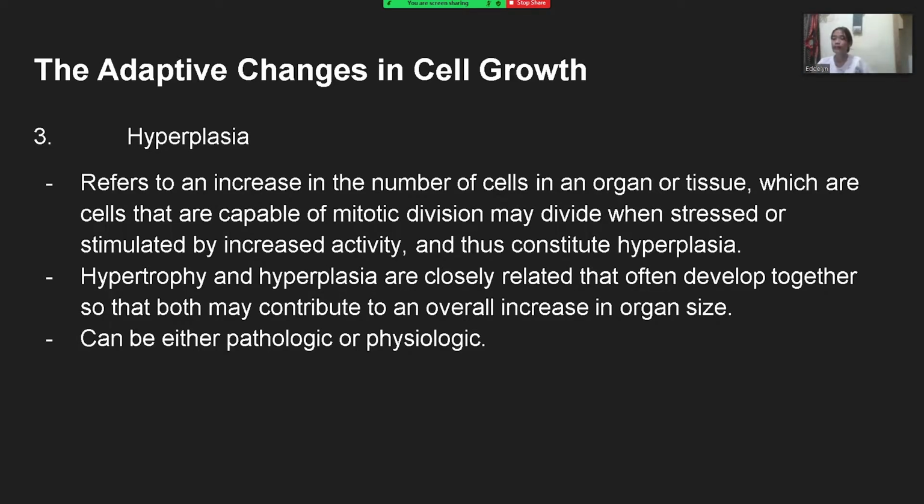So, we've done discussing two among the four distinct forms or adaptive responses of cells when they are exposed to stress or stimuli. The other adaptive responses of cells that I will discuss are hyperplasia and metaplasia. And I have also included dysplasia and will be tackling it at the end.